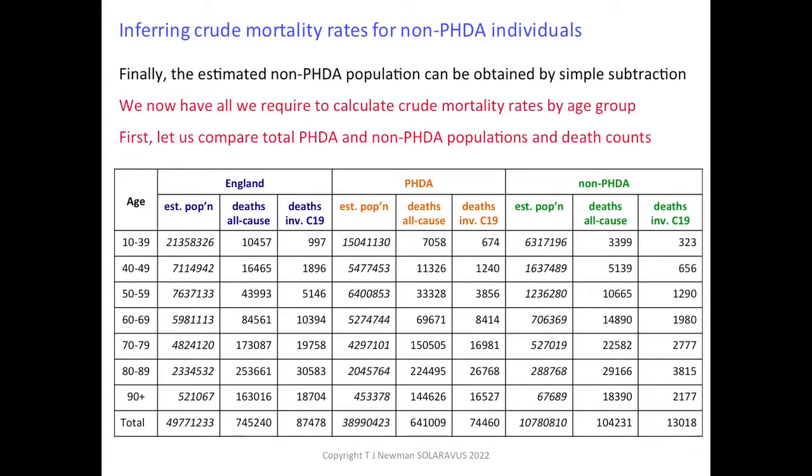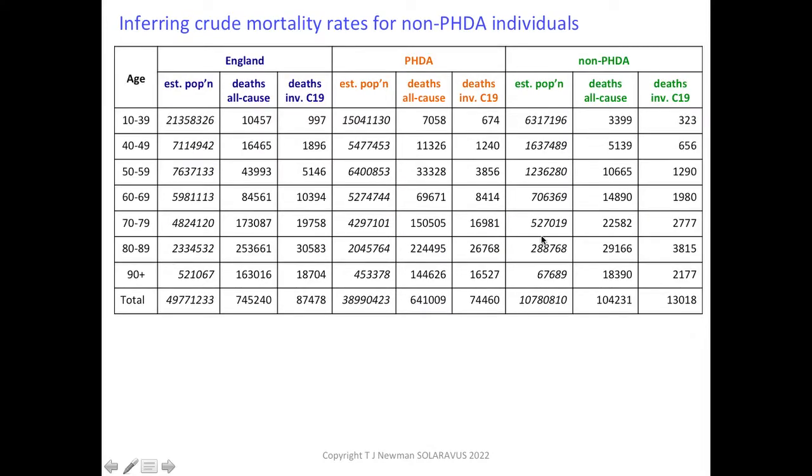So we have everything we need now actually to calculate what are known as crude mortality rates for each age group. But before we go ahead and do that, let's just look at the totals, which I've got in the bottom row here, and compare the PHDA population and the non-PHDA population.